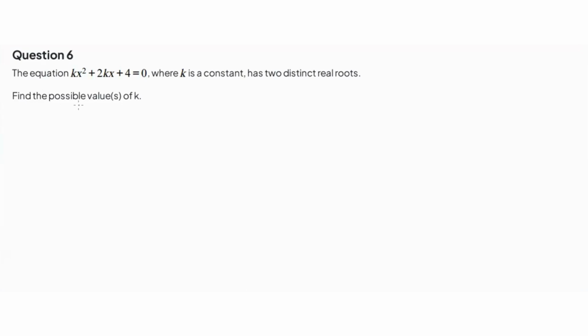This question says that the equation kx squared plus 2kx plus 4 equals 0, where k is a constant, has two distinct real roots. Find the possible values of k. So since it has two distinct real roots, that means we're going to use b squared minus 4ac greater than 0.